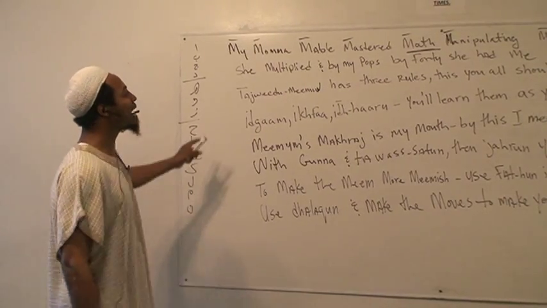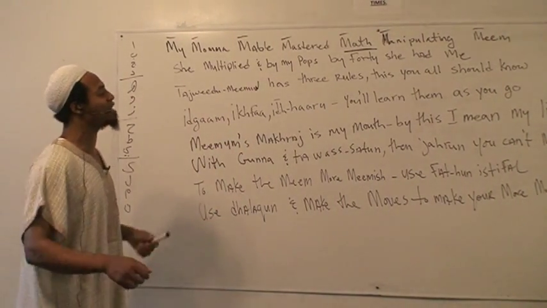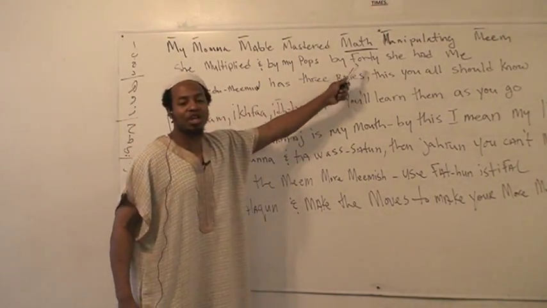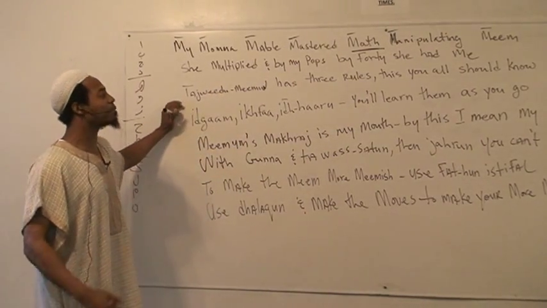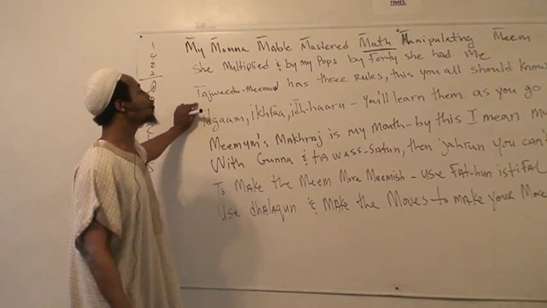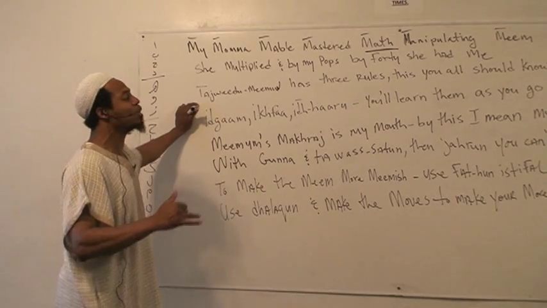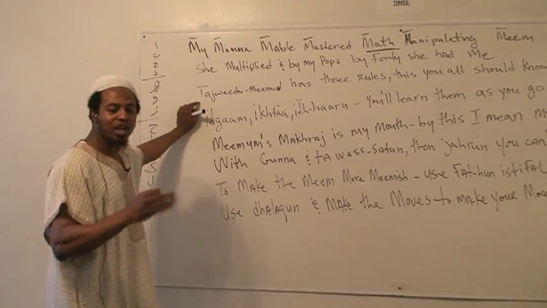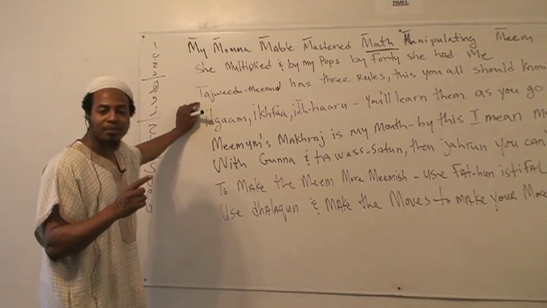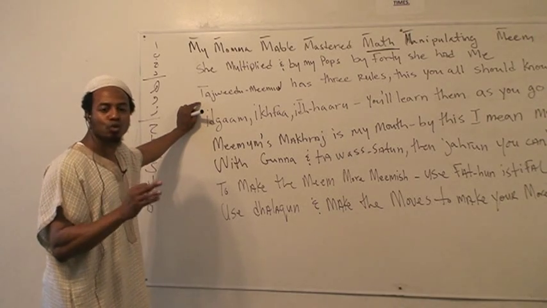So she multiplied and by my pops by 40 she had me. So we know one thing about MEEM, that its numeric value is 40. You can always tie 40 and you can remember it. She multiplied and by my pops by 40 she had me. Tajweedu MEEMun has 3 rules. This you all should know. So he sets us up and he tells us that MEEM in Tajweed doesn't have 1 rule like some of the other letters. MEEM has 3 rules.